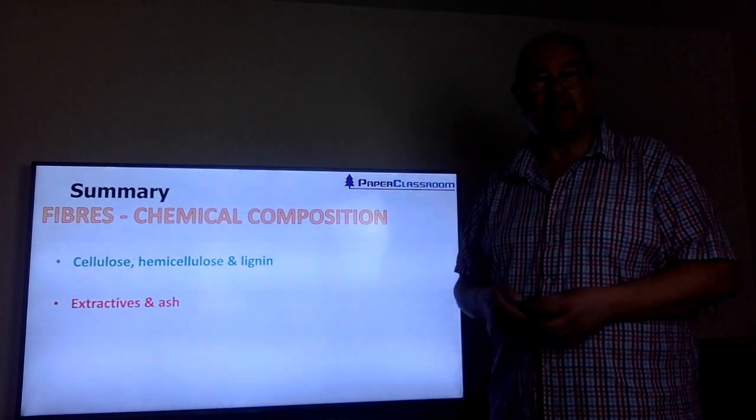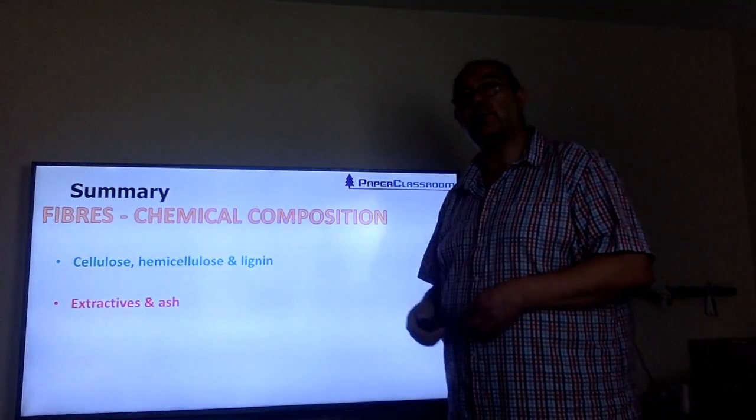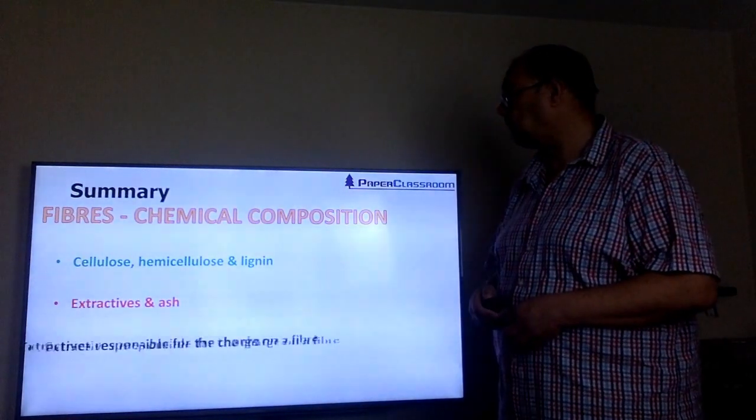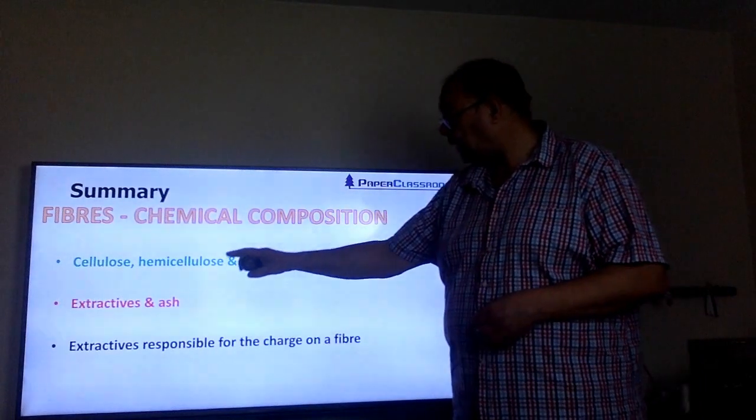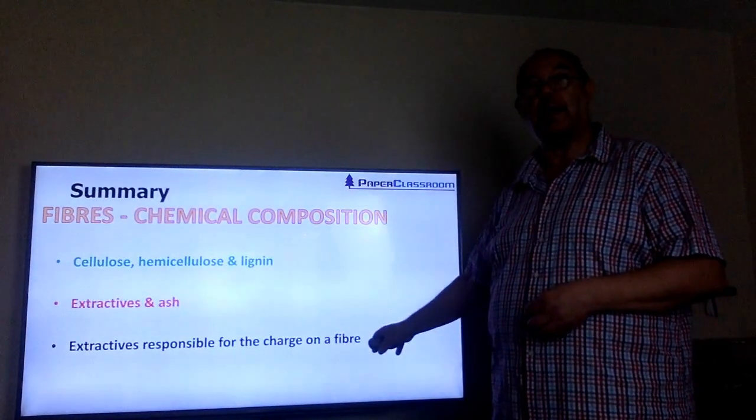If you take the lignin out, you can modify it with refining and you'll have a very white, flexible sheet. Then there's the extractives and ash. We can't really do very much about those, and they don't contribute too much to paper making. And finally, it's the extractives that are responsible for the charge on the fibre.